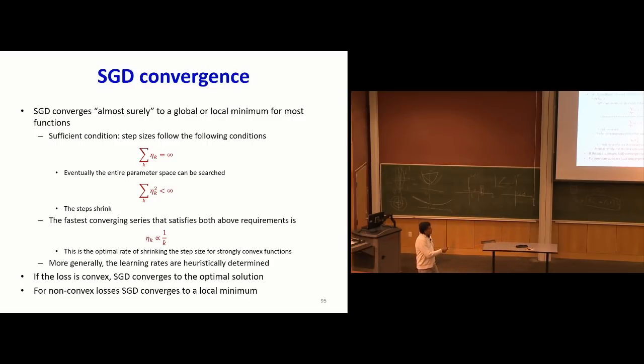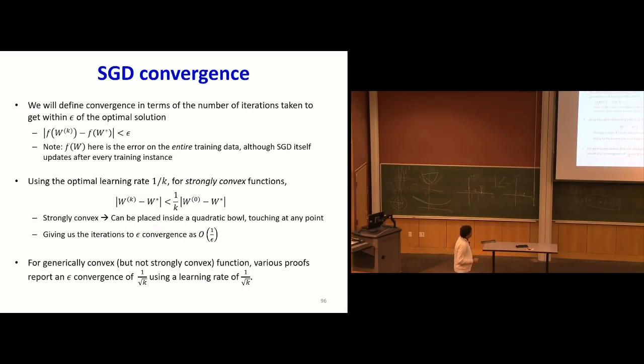More generally, you never really run infinite steps in the first place, so you don't have to follow these very rigidly, but nevertheless, having a step size schedule that satisfies these parameters makes sense, and which is actually what we will do, as we will see. So more generally, we're going to use heuristically determined step sizes, and here is what happens. If the loss is convex, stochastic gradient descent will converge to the optimal solution. If the loss is non-convex, it's going to converge to a local minimum if you've got all kinds of ugly functions, right? And here's how it's going to converge.